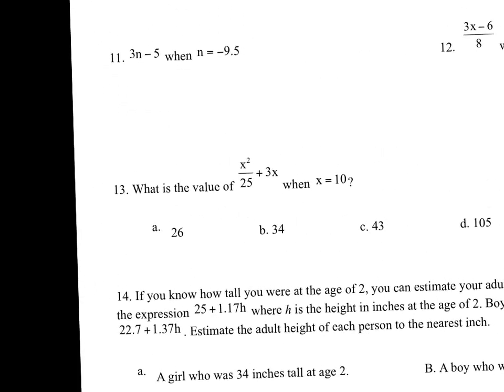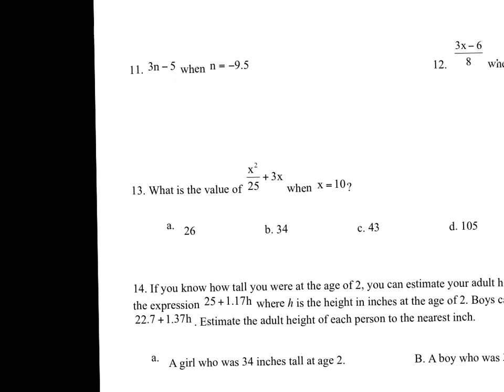Starting with number 11, it says 3n minus 5 when n is -9.5. So I'm going to just rewrite that real quick. 3n minus 5. Let's talk real quick about vocabulary. This is an expression for a few different reasons. Number one, there's not an equal sign, and it's just expressing a value. We use expressions for all kinds of different reasons in the real world. But this tells us specifically what n should be. It says n should equal -9.5. It says it right over here on the page.